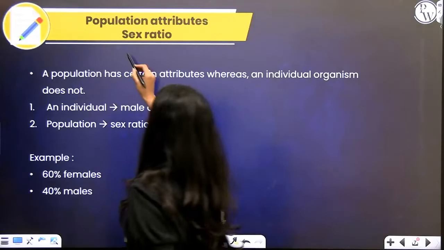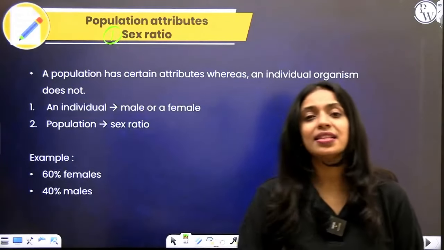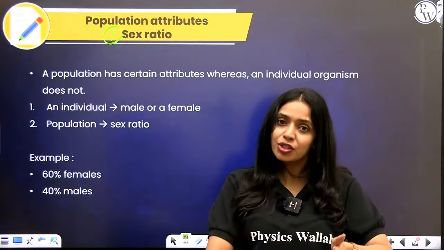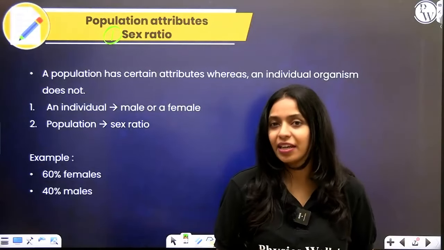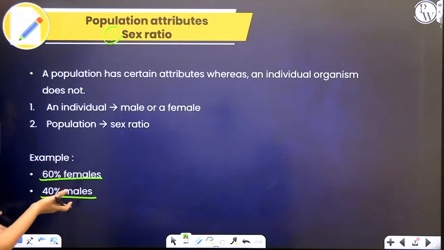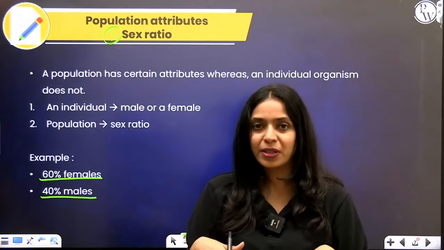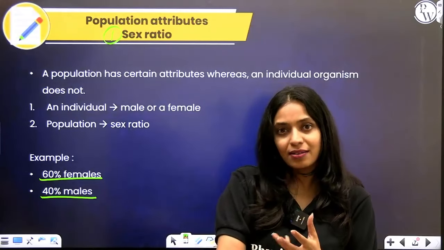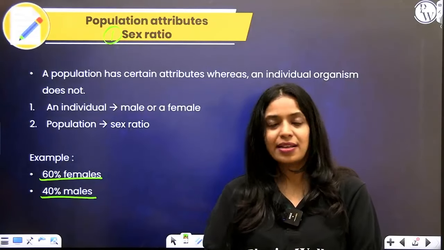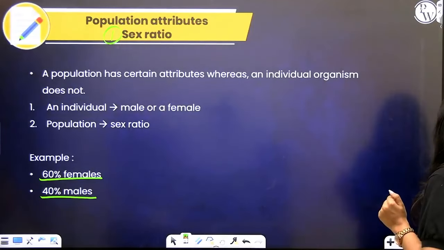Now, another population attribute that we have to talk about, which individuals will not have but populations will have, is the sex ratio. As an individual, you could be a male or a female, but a sex ratio is seen only in a population where there are many individuals, right? For example, 60% females and 40% males. This is a sex ratio. So if one individual person is there, you don't have a sex ratio. For a ratio to be there, there should be more than one person, right? So in a population, since there is more than one organism, you have an attribute called sex ratio, which you will not have in an individual organism. So that's another population attribute.